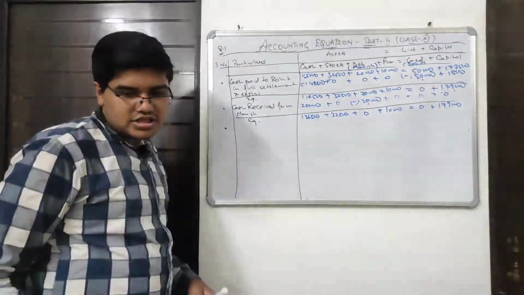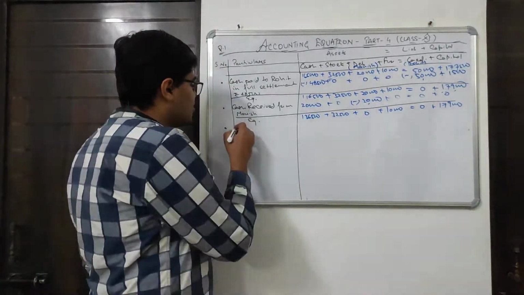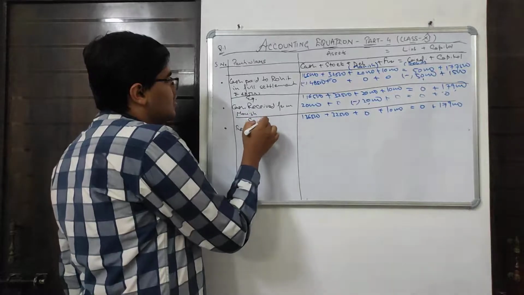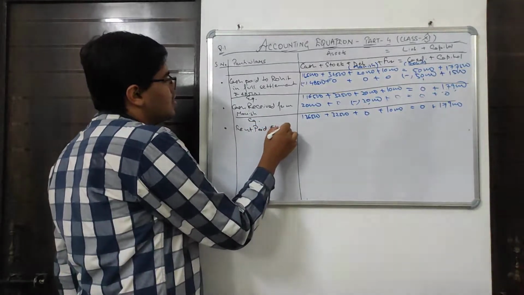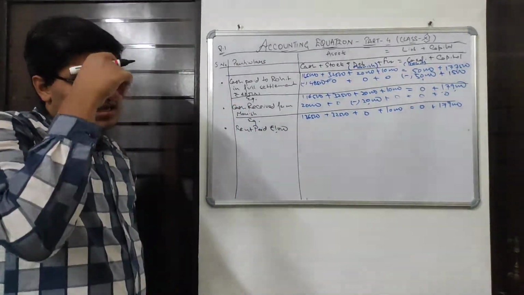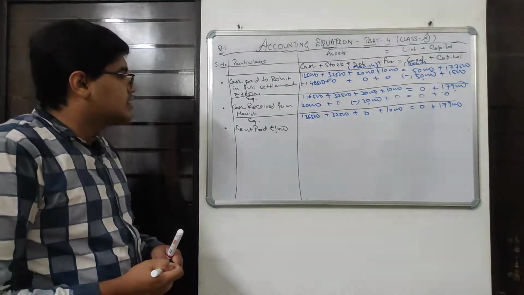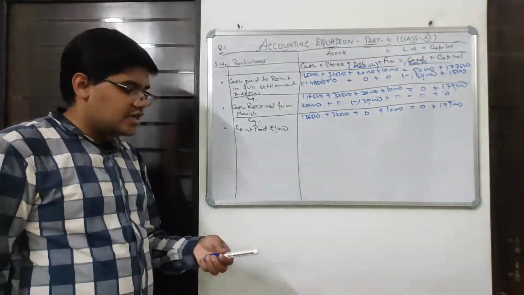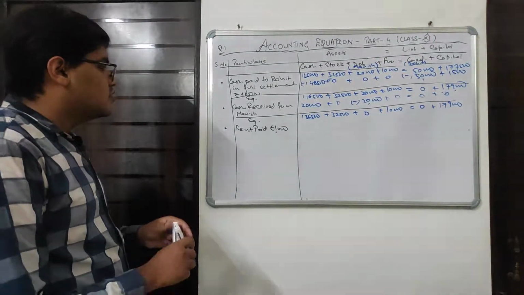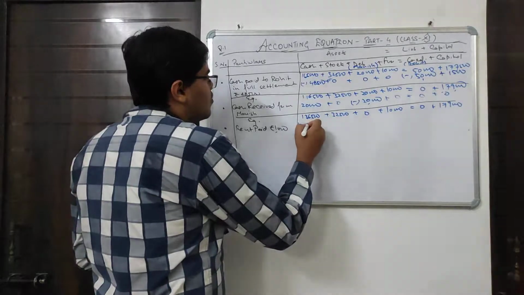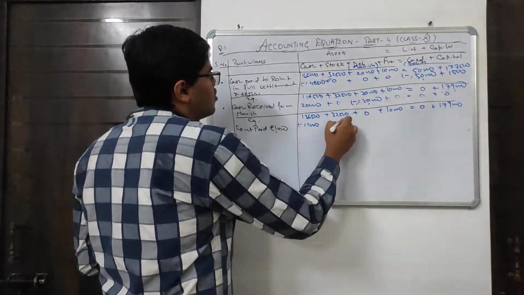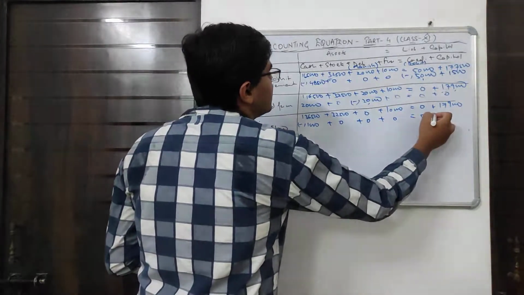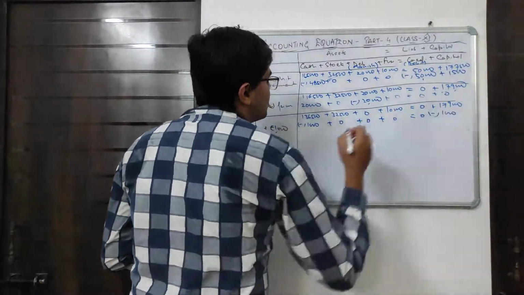Our next transaction is rent paid rupees 1,000. Since already discussed in the previous class, the rent is an expense and whenever there is a payment of expense, cash and capital both are deducted. So cash will be deducted by 1,000, rest no change in stock, no change in debtor, no change in furniture, no change in creditor and capital will be deducted by 1,000.